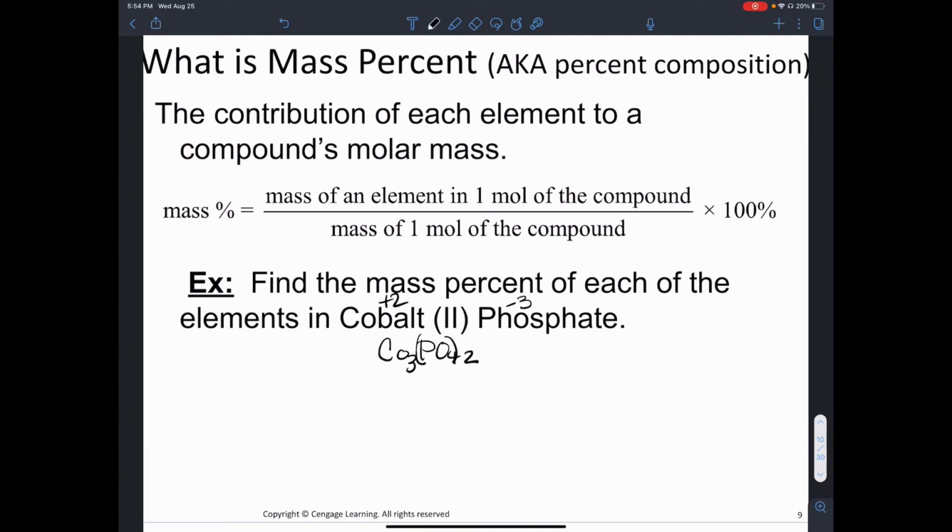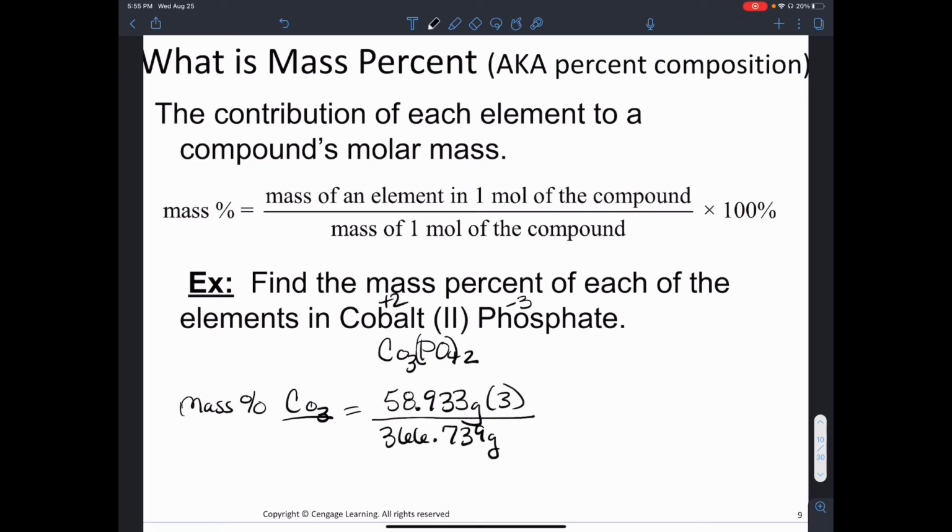Okay, so what mass percent of cobalt is contained in the whole cobalt(II) phosphate? I'll put the part that is cobalt. Now cobalt weighs, and there are 3 of them. Don't forget to multiply by the 3. Sometimes I like to write the little 3 here to remind myself so I don't forget. Then I'll put the mass of the whole cobalt(II) phosphate. So I have the part over the whole multiplied by 100.